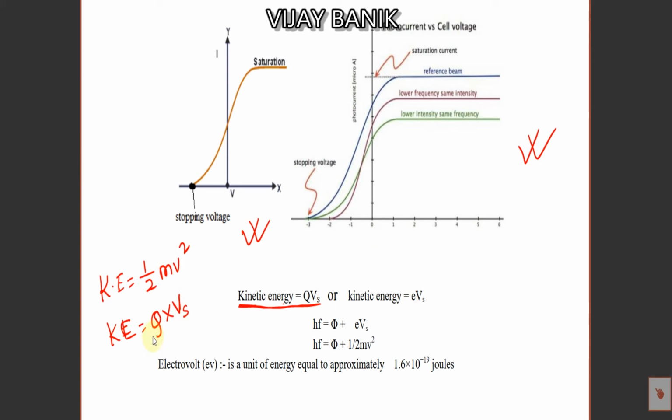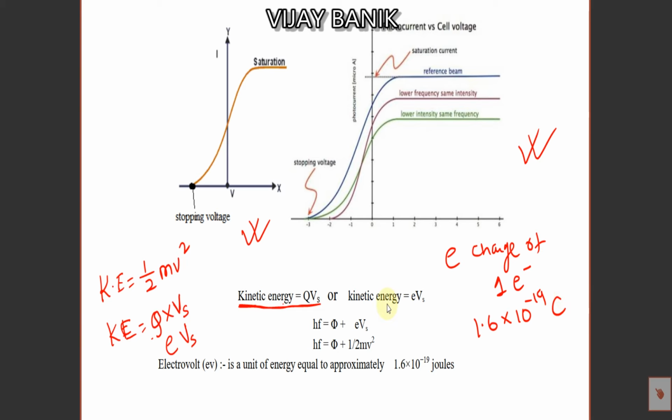Instead of writing Q, we can also write e Vs. e means charge of one electron. And how much is that? You need to learn this by heart, and it is given on the back side of the paper as well. 1.6 into 10 raised to minus 19 coulomb.